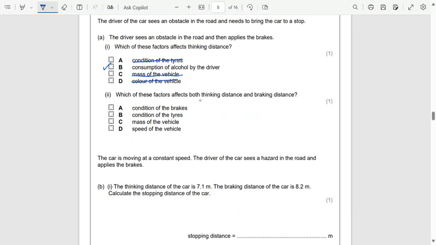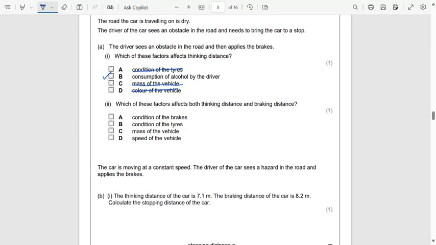Which factor affects both thinking distance and braking distance? So that's affecting the driver's ability to react and also the car's ability to slow down. The condition of the brakes doesn't affect the driver, so it's not that. The condition of the tyres doesn't affect the driver's ability to react. The mass of the vehicle doesn't either, but the speed of the vehicle does.